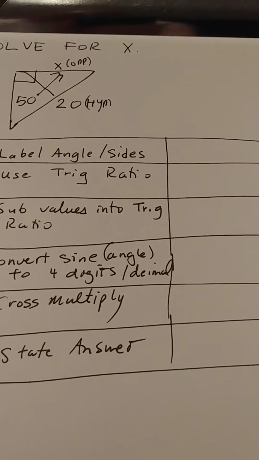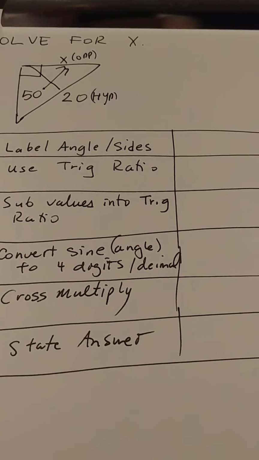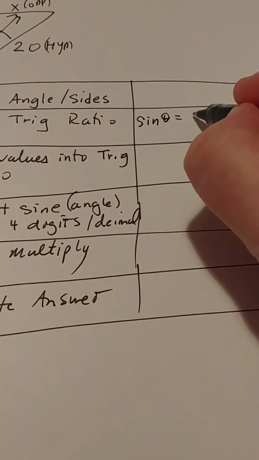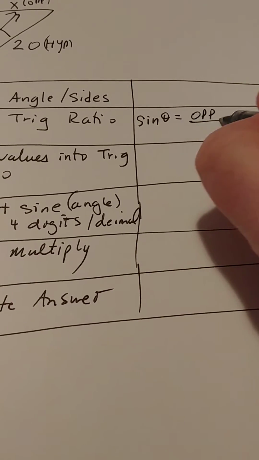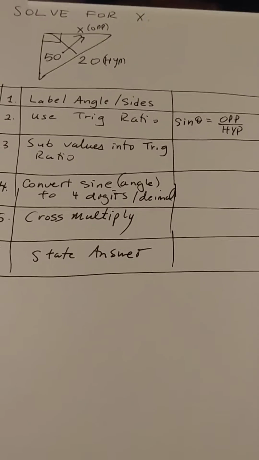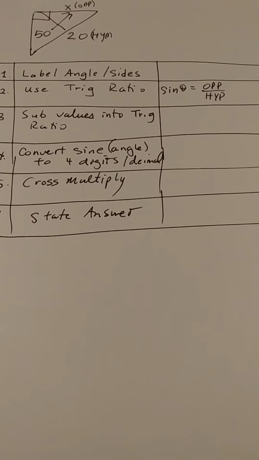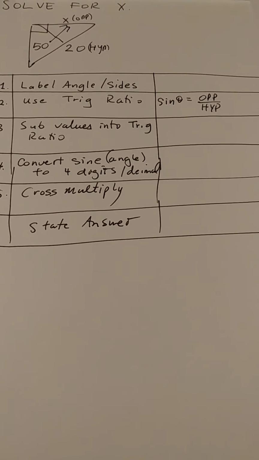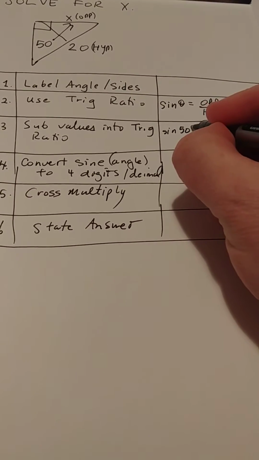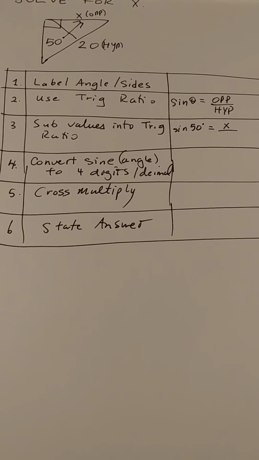Now, given that I have the opposite and the hypotenuse, I'm working with the sine trig ratio. So I'm going to record that as sine of theta is equal to opposite divided by the hypotenuse. Okay? Now I can take my next step, which is to substitute the values into that trig ratio formula. So sine of 50 degrees is equal to x divided by 20.